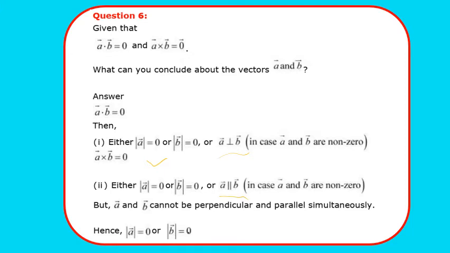Now we know that A and B cannot be perpendicular and parallel at the same time. Therefore we are left with magnitude of A is equal to 0 or magnitude of B is equal to 0. That is, if A dot B is equal to 0 and A cross B is equal to 0, then either A is equal to 0 or B is equal to 0. Clear? So pause and note down the solution.